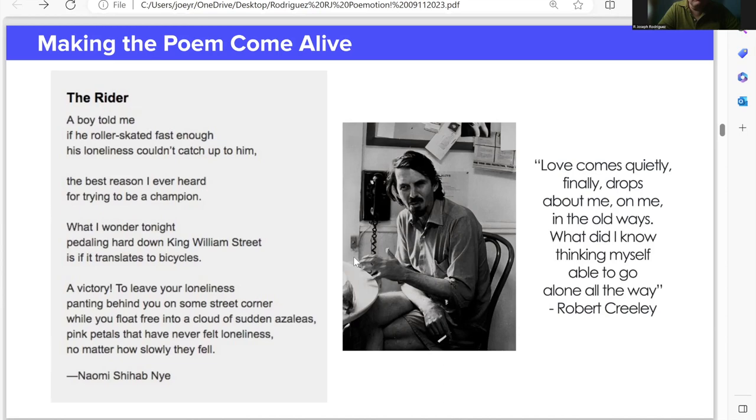A boy told me if he roller skated fast enough, his loneliness couldn't catch up to him. The best reason I ever heard for trying to be a champion. What I wonder tonight, pedaling hard down King William Street, is if it translates to bicycles. A victory! To leave your loneliness panting behind you on some street corner while you float free into a cloud of sudden azaleas, pink petals that have never felt loneliness, no matter how slowly they fell.